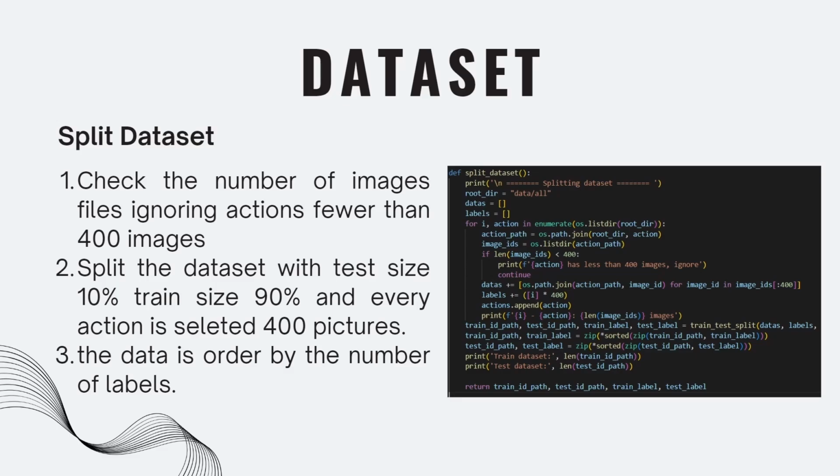At first, we ignore the actions with fewer than 400 images, and we split the data with the test side 10% and train side 80%. For every action, we select 400 pictures, and these 400 pictures are ordered by the number of labels.